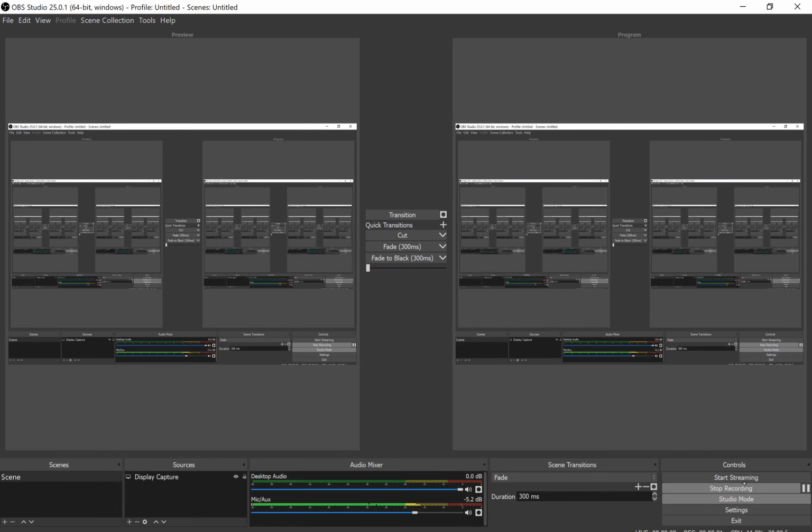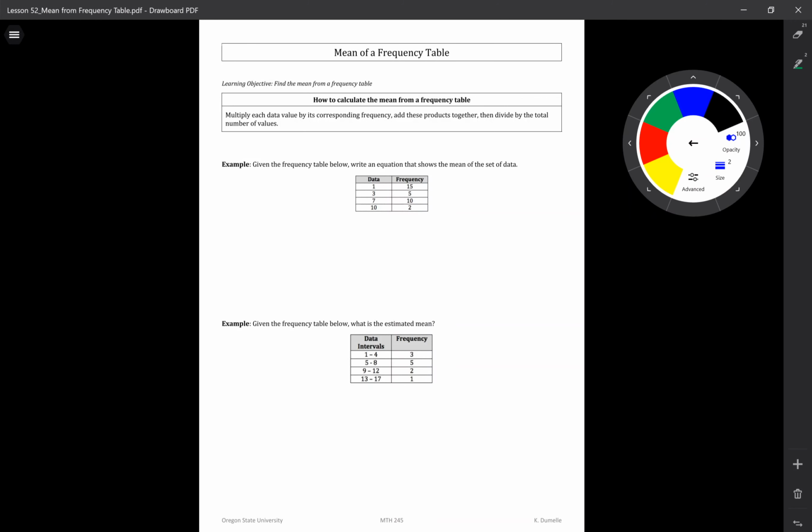So on Wednesday, we talked about frequency tables, and we are going to go back to frequency tables in order to use them to figure out the mean of a particular data set. When I have a frequency table, remember, I have values in one column and how many times that value occurs in the other column. So I have the value and the frequency.